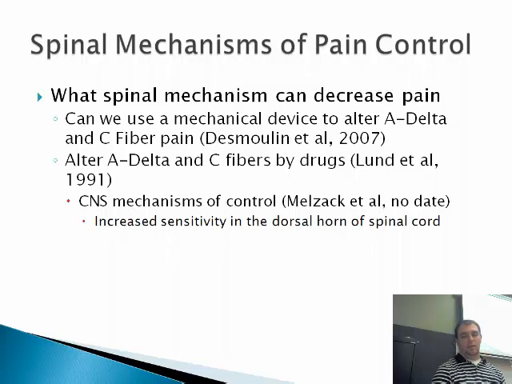Some of the other articles I did find were working with trying to implant a device in the brain and altering brain signals. To me, that seemed very far-fetched for an athletic trainer to do. We're not surgeons, we're not trained in that. And I kind of shied away from those articles for this topic because I didn't feel that would really show how to control the pain, either peripheral or spinal mechanisms.